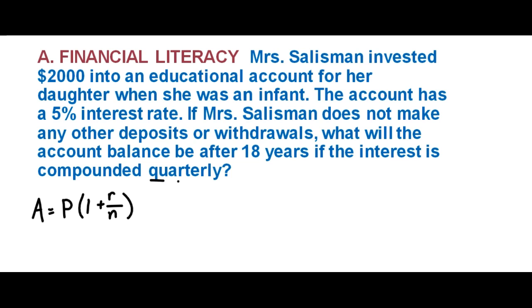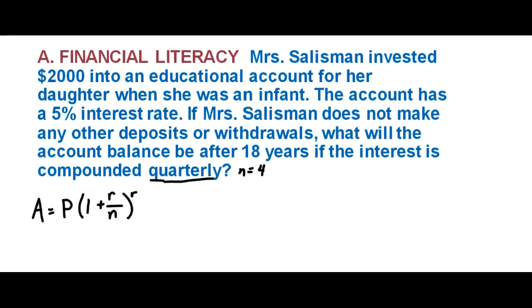So in this example, Mrs. Salisman is investing $2,000, so 2,000 is our principal, and the account takes on a 5% interest rate, which is our rate, and she's going to leave it in there for 18 years, which we'll get to in a second, and the interest is compounded quarterly, meaning 4 times a year. So in this case, our N is going to be equal to 4. We're going to look at two other examples where it's not equal to 4.